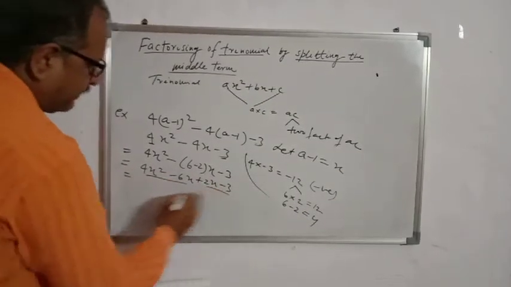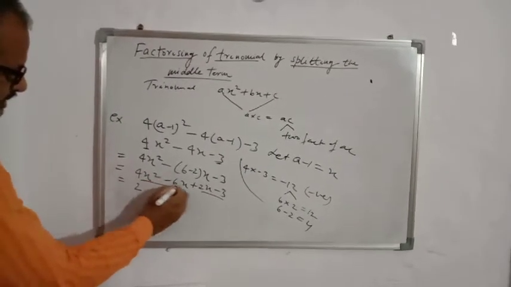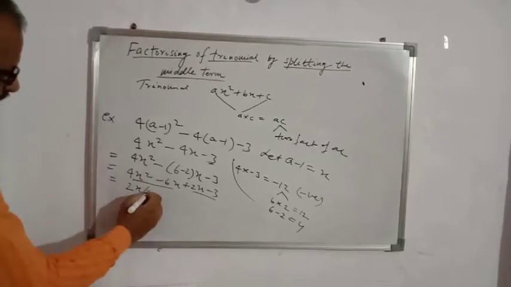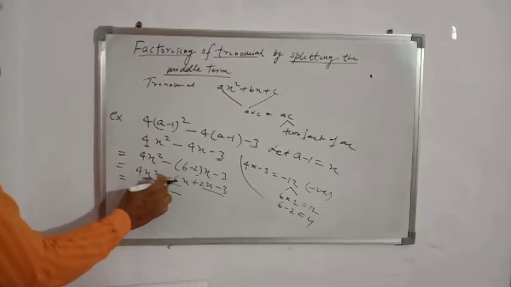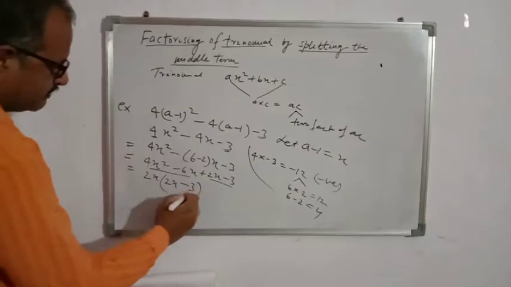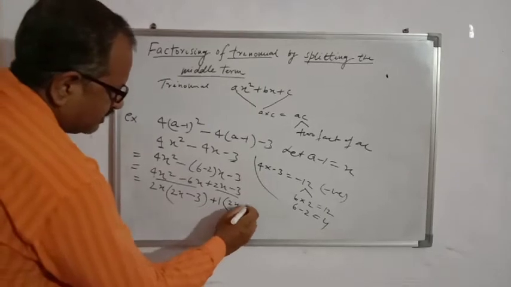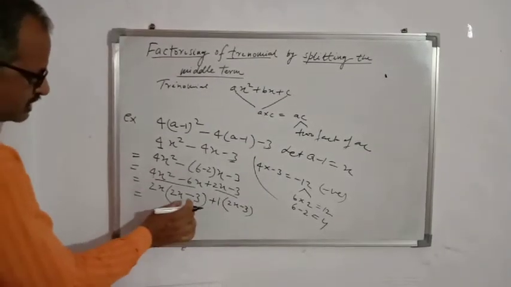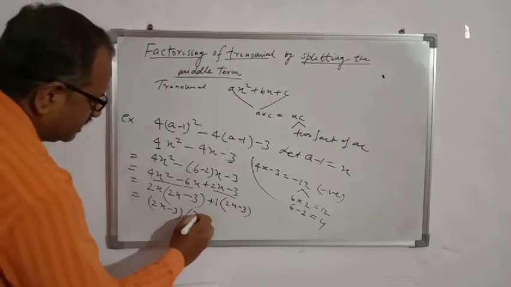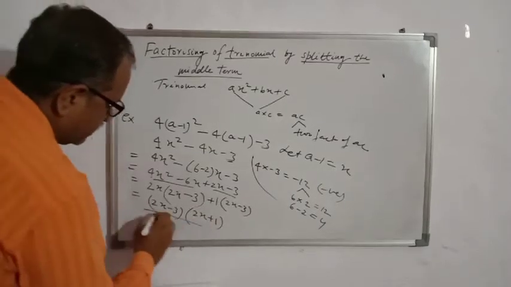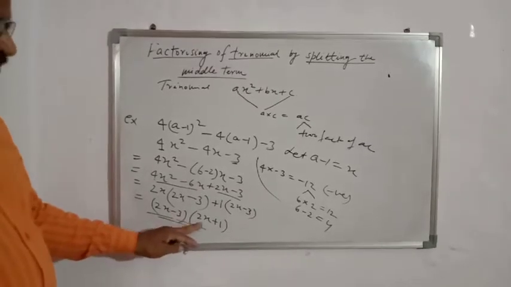Make pairs. See what is common in the first pair. In the numerals 4 and 6, 2 is common. In the literal, x is common. If 2x is common, we will get 2x from the first term, minus 2 is outside, so 2 3s are 6, 3 will come. Plus 2x minus 3, nothing is common, we can take 1 common. So it will come 2x minus 3. 2x minus 3 is common in both. So we can take 2x minus 3, 2x plus 1. This is complete factorization. 2x minus 3 in one bracket into 2x plus 1.